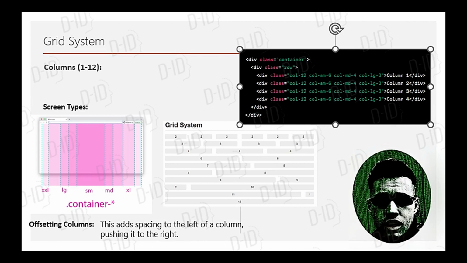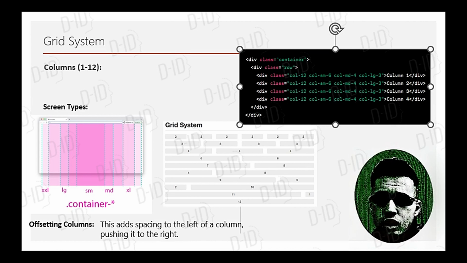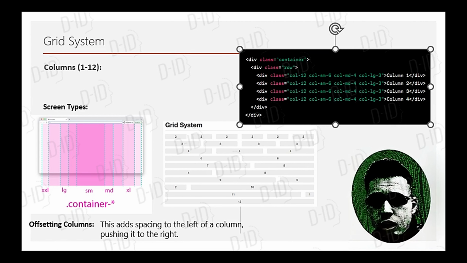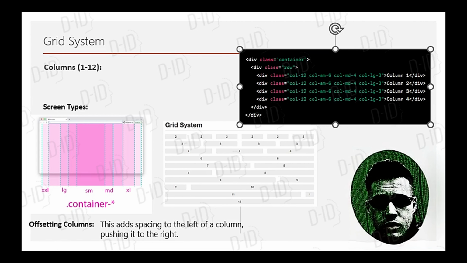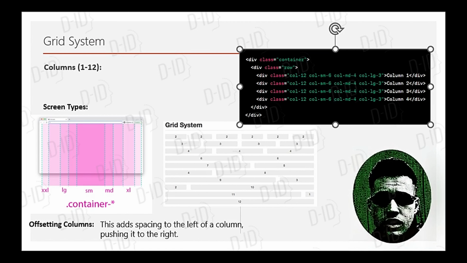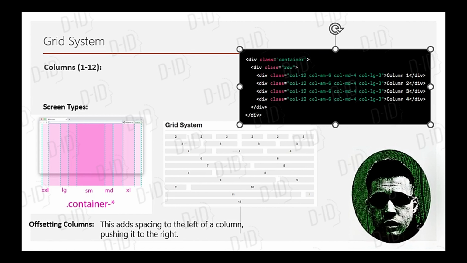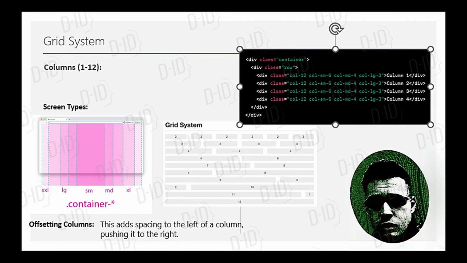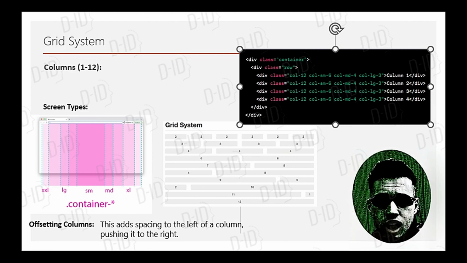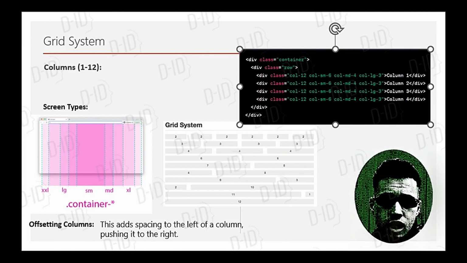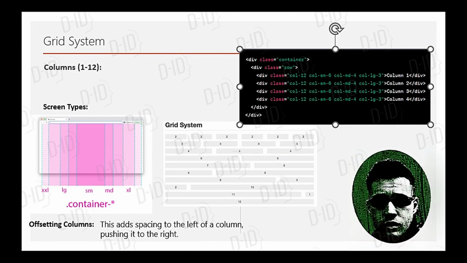Bootstrap provides column classes that you can apply to elements within rows. These classes are named col, followed by a number from 1 to 12. The number represents the number of columns that the element should span within a row. For example, col6 means the element spans 6 out of 12 columns, taking up half of the available width within its parent row.